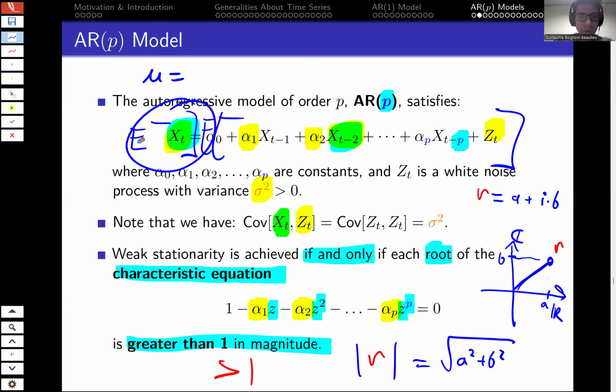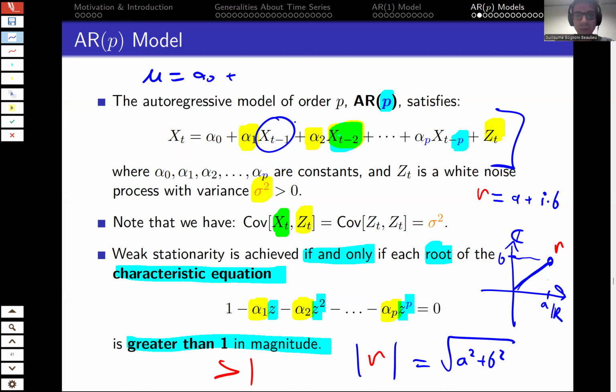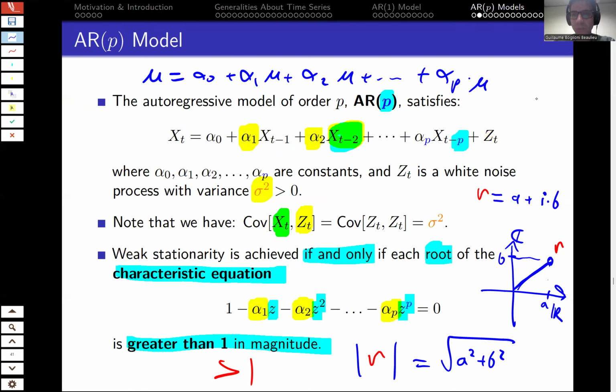Now this is getting very cluttered. You will have the expected value here to be alpha 0 plus alpha 1 times the expected value of xt minus 1, which is of course also mu, the same thing, because we are under weak stationarity. So alpha 1 mu plus alpha 2 mu plus and so on, plus the last one, alpha p mu, and then the mean of zt is of course 0, because it's a noise. So then you just isolate mu in this equation. You can send all the terms with mu to the other side, and you solve for mu.